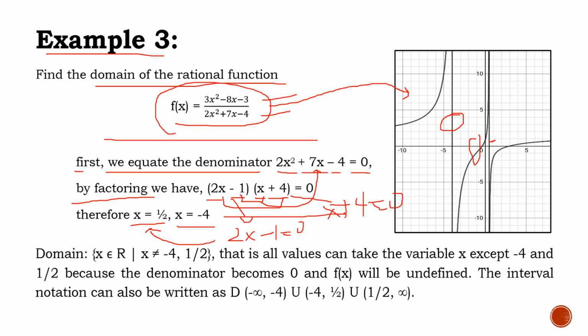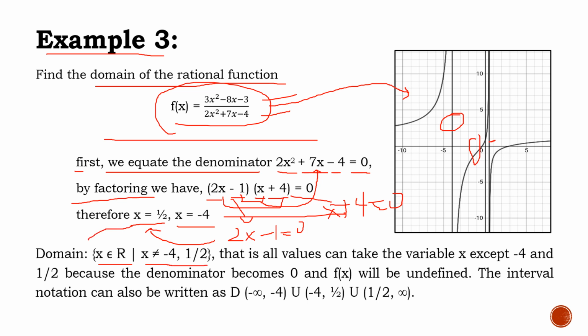Now here, we're going to exclude, or neglect, positive 1 half and negative 4 from the possible values of x because they make the denominator equal to 0. So the domain: x is an element of all real numbers, so it can be negative or positive, including 0, but we should put a limit where x is not equal to negative 4 and positive 1 half.